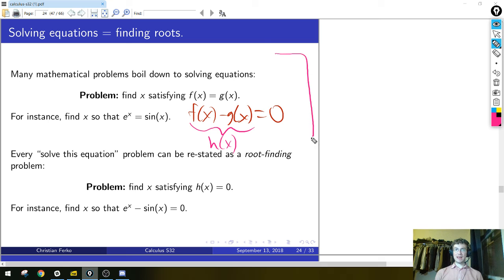Any question about solving equations can be rephrased as a question about finding roots. So for example, if you want to solve the equation e to the x equals sine x, you might as well ask the question, for what value of x is this new thing, e to the power x minus sine of x, equal to 0? It's the same question. So this is why root finding is important, in my opinion.